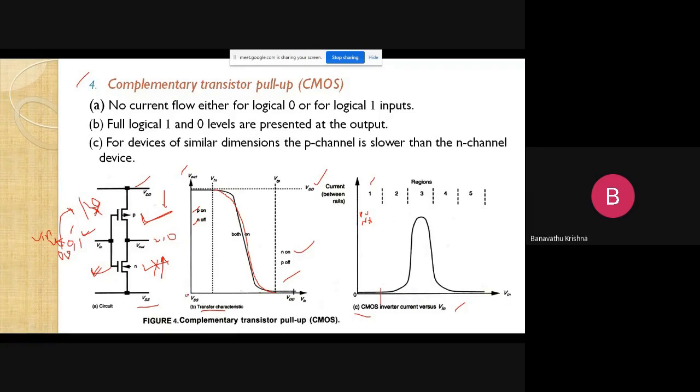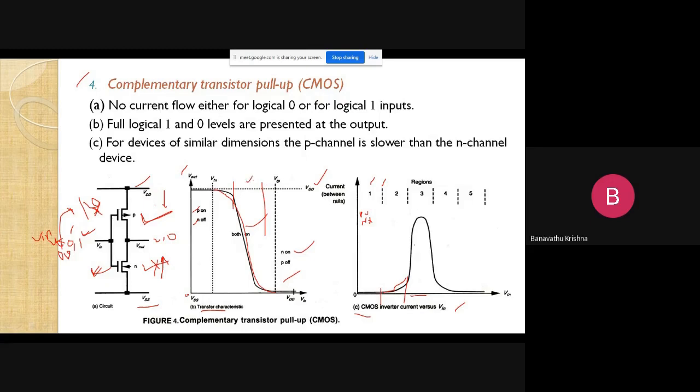That is why the current is on the y-axis and V input is on the x-axis. When the input exceeds this level, then as we increase the input response, the current slowly changes like this. Up to this region, a slight amount of current increases. Again the input response increases, then both are in on region. Let's suppose this is the third region here.